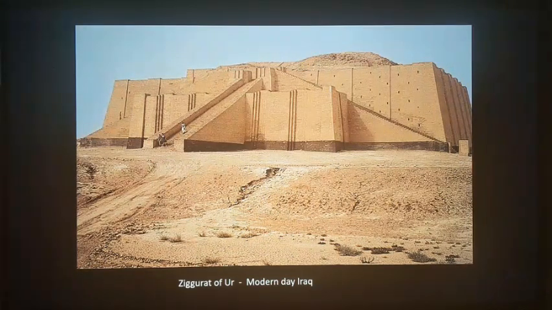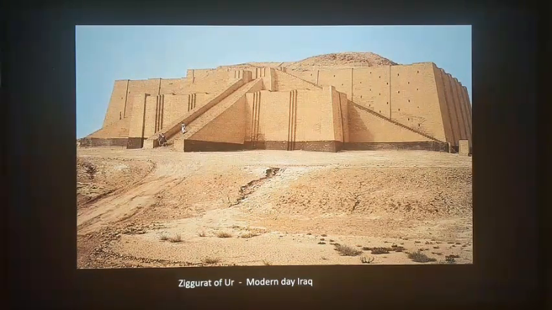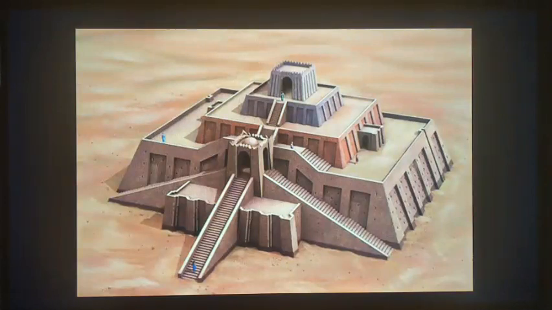But we have a resemblance here to the Great Pyramid. This is the ziggurat of Ur in modern day Iraq, and what you see here is a little bit of a steeper wall on the outside. This was a stepped pyramid, so there would have been structures built on top of what is left now, just those outside base walls.